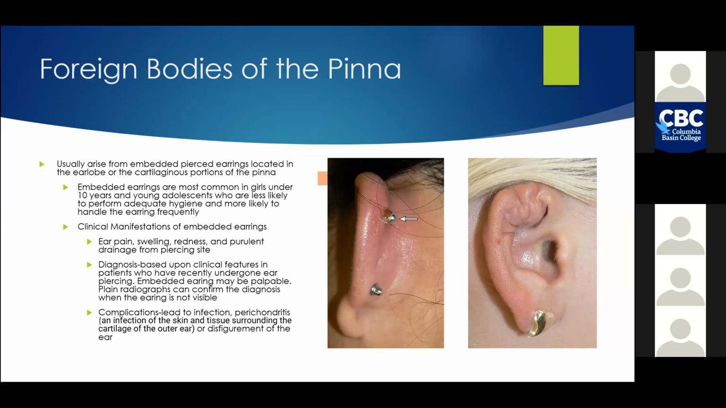So, if they've recently undergone an ear piercing, or you may be able to palpate the earring on the earlobe. Or if you can't physically see or palpate it, then you can perform an x-ray. And complications of embedded foreign objects can lead to infection of the skin and tissue around it, and also disfigurement of the ear, which is this picture right here. It kind of looks like a cauliflower ear.